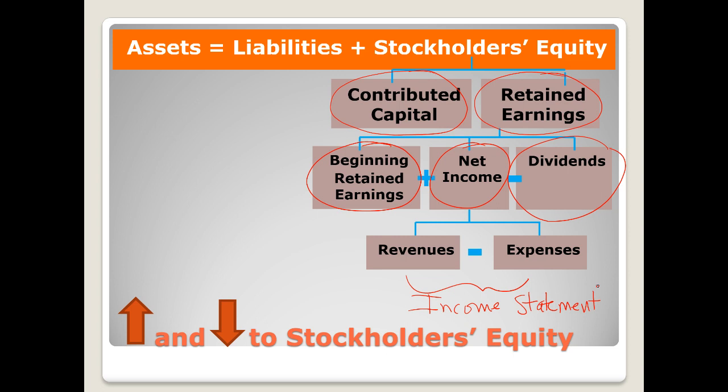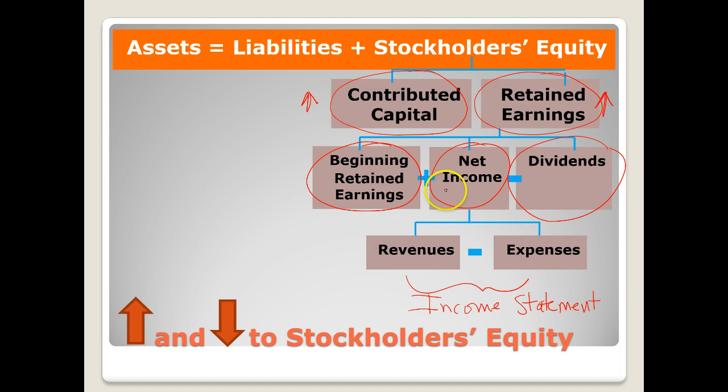Now, stockholders' equity is on the right-hand side of the accounting equation. It has a normal balance of credit. That means any increases to stockholders' equity will cause a credit entry. Any decreases to stockholders' equity will cause a debit entry. Any contributed capital would be an increase to stockholders' equity. Any retained earnings are an increase to stockholders' equity, so they would get credit balances.